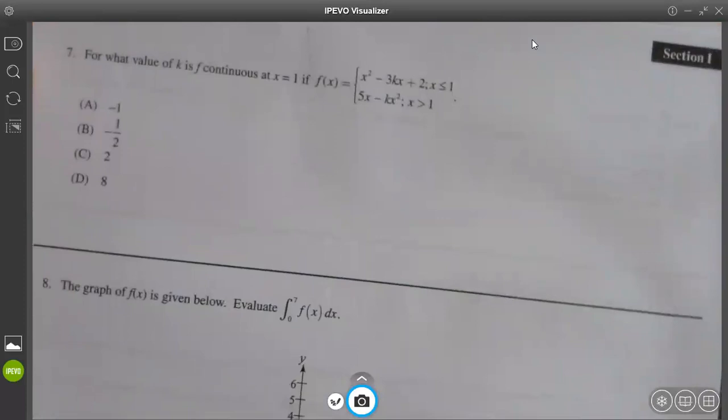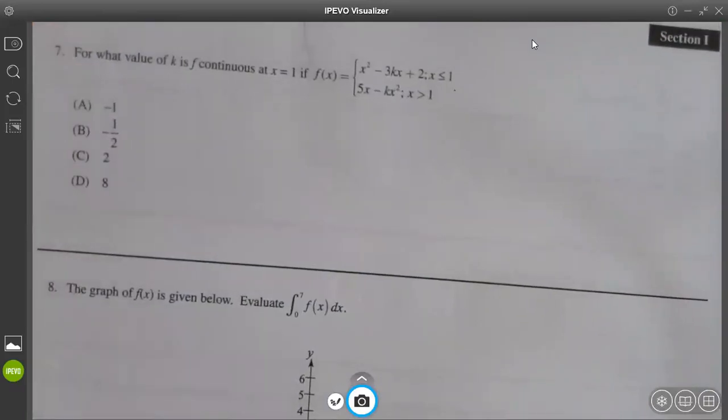Look at this one. For what value of k is f continuous at x equals 1? You may not know how to do this problem, but this is a super easy problem. Did anybody get number 7 right? How'd you do it? I did some stuff and I got 1 and -1 was the closest thing. Okay. See what I'm saying? But this is an easy problem. Let me tell you why it's an easy problem.